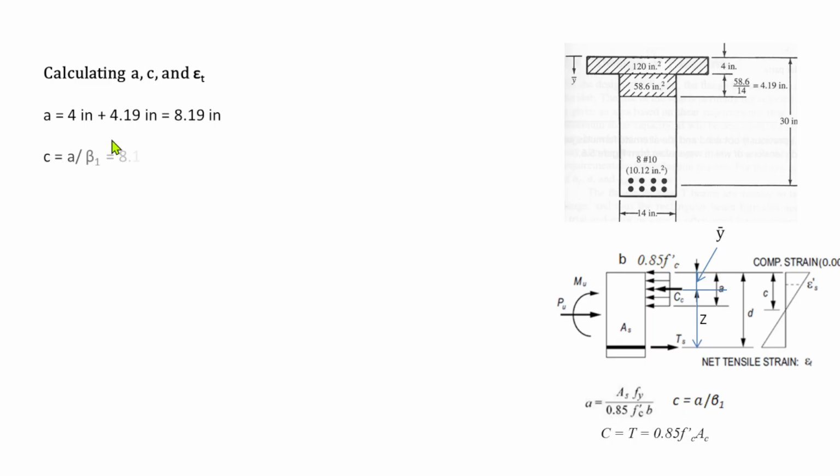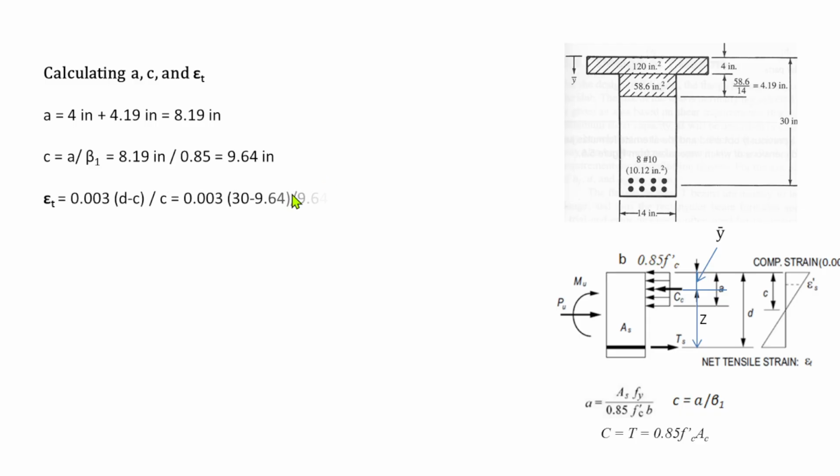Since we have already determined the value of a, we can now determine the value of c. The value of c is the location of the neutral axis. So we have 8.19 over 0.85, that is beta 1. By the way, beta 1 is controlled by the strength of the concrete. Beta 1 is 0.85 if the strength of concrete is less than or equal to 4 ksi.